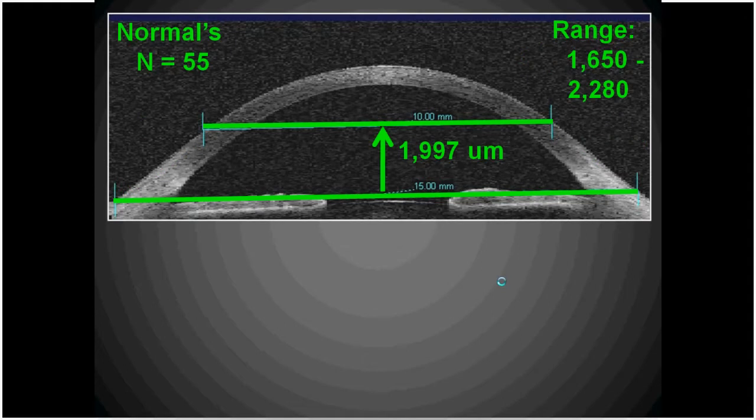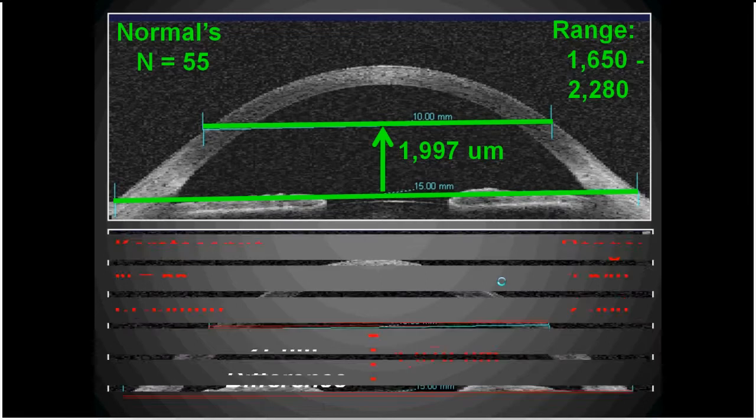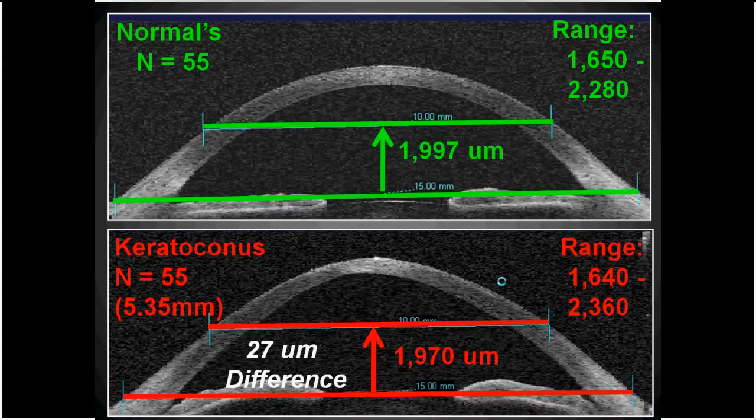If we convert this to a measurement of sagittal depth, what is the depth of the eye from a 10 to 15 millimeter chord in 55 normal eyes? And that was 1997 microns, or approximately 2,000 microns of depth. Compared with the 55 diseased eyes, the depth was very similar because the angle is very similar: 1970 microns, very close to an average of 2,000 microns for both normal and diseased eyes.